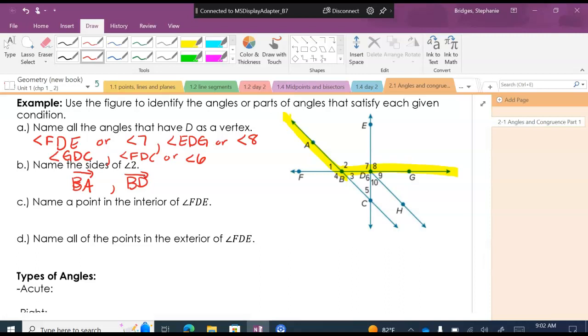Okay, try C. Name a point on the interior of angle FDE. First of all, you have to find angle FDE. And then we're looking for something that is in between or on the inside of that angle.